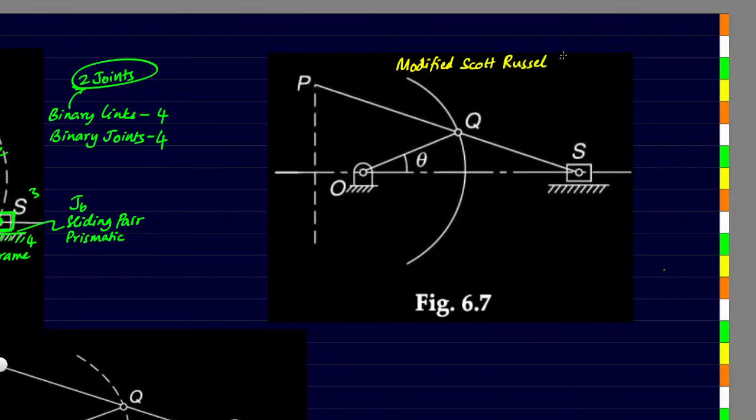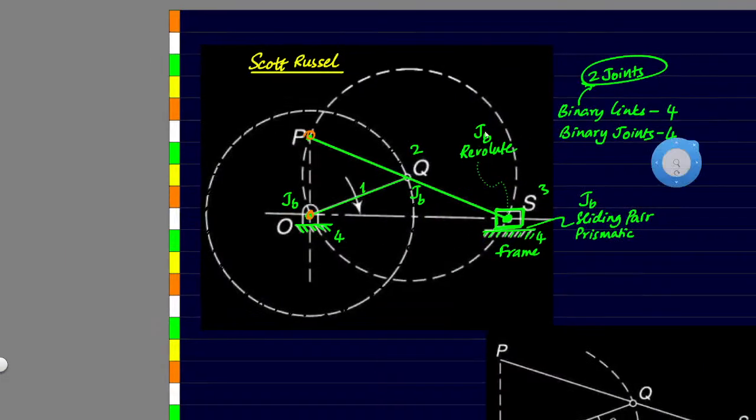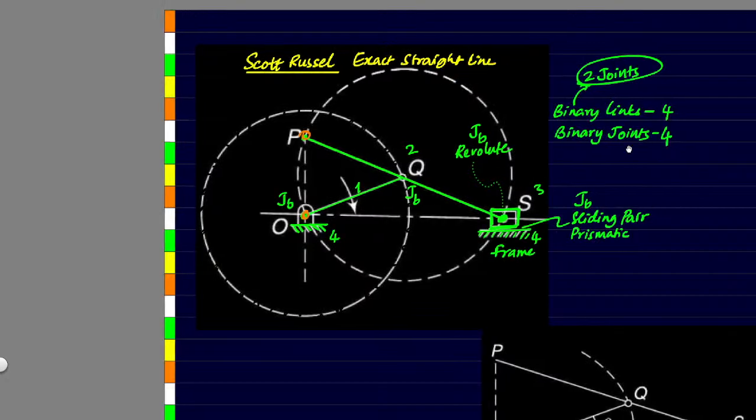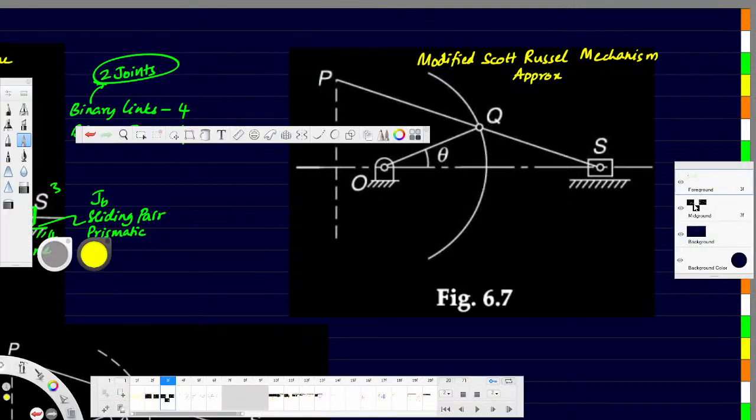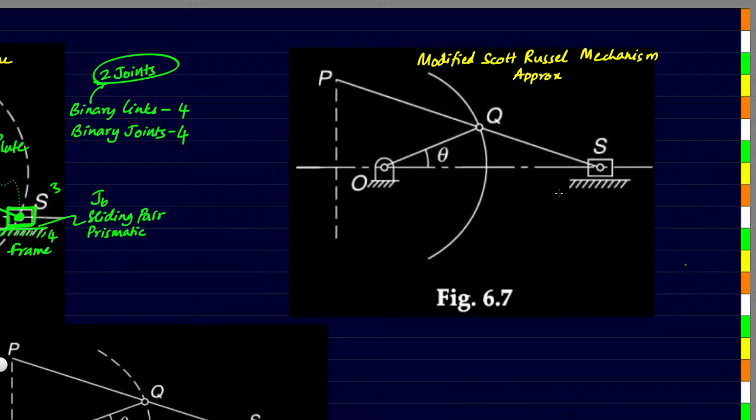This is called the modified Scott Russell mechanism. This is also an exact straight line, sir? No, this one will be exact. This one will remain an exact straight line. This one will remain an exact straight line. But this one will be approximate. This will not be an exact straight line.